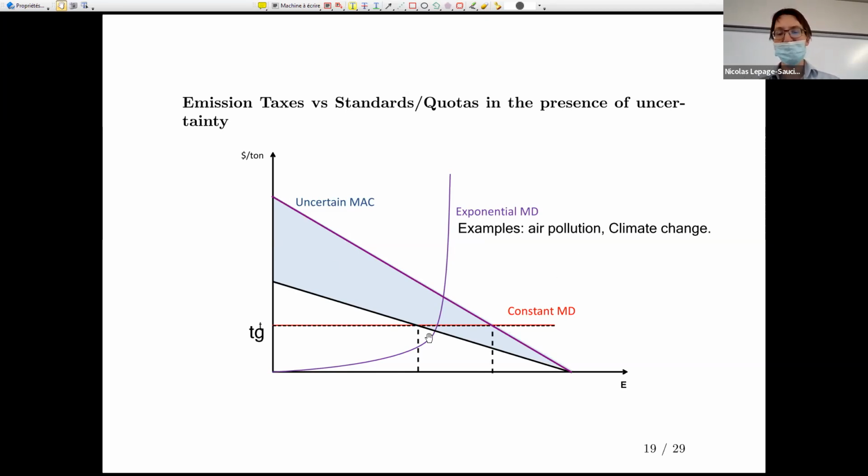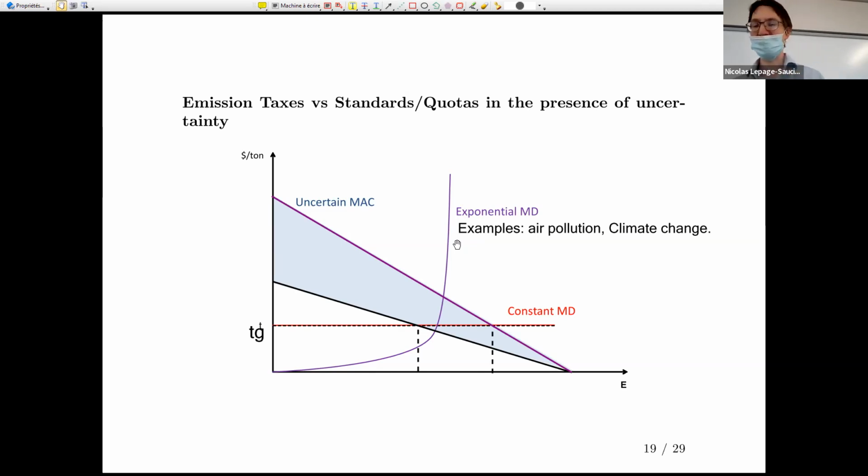And this is one part of it. If you have a certain degree of uncertainty, then the shape of the marginal damage matters a lot. What we just said is that constant marginal damage would lend itself perfectly to a tax, whereas something like an exponential marginal damage would make it quite risky or imprecise to use a tax.